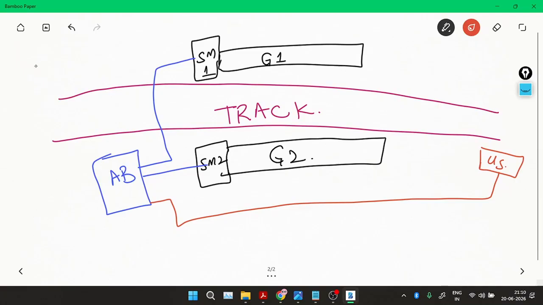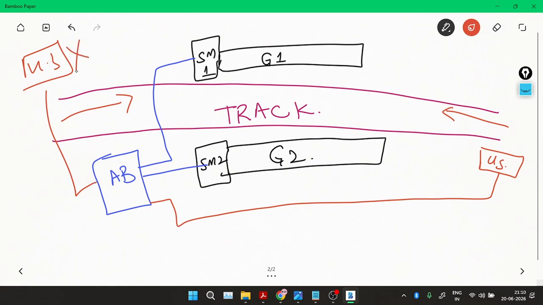You might ask me what will happen here. You see, the train doesn't always come in this direction, it may come in this direction also. No problem. You keep an ultrasonic sensor here also and connect it with the Arduino board. This is the basic set. But for simplicity, we are not considering this one. We are just considering only one ultrasonic sensor. So that's the basic idea.